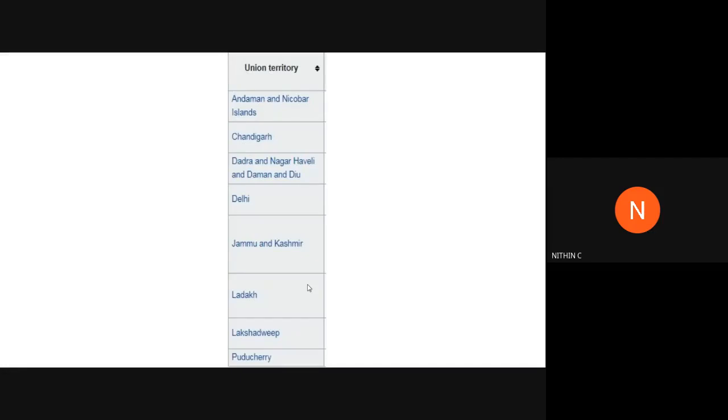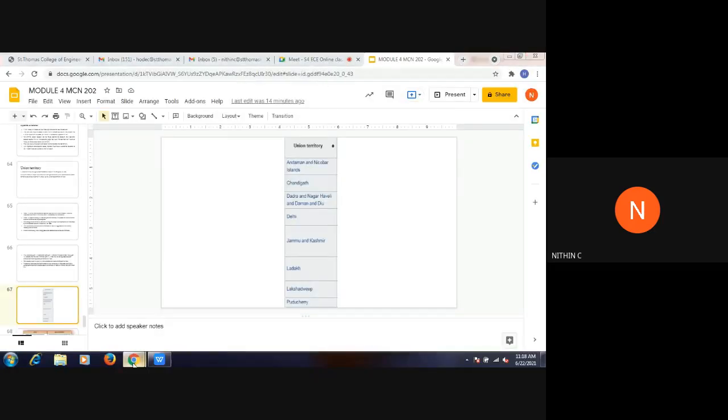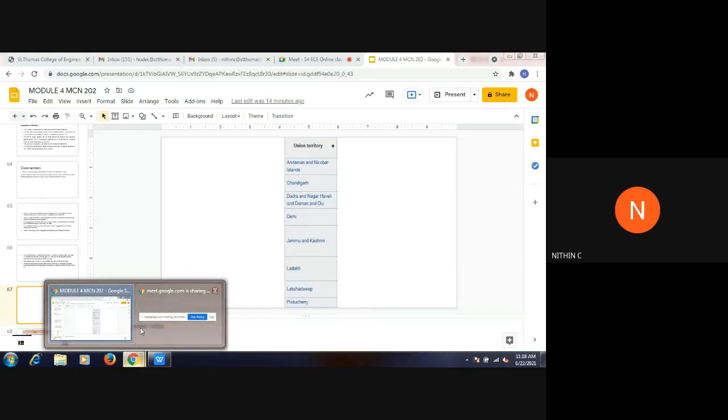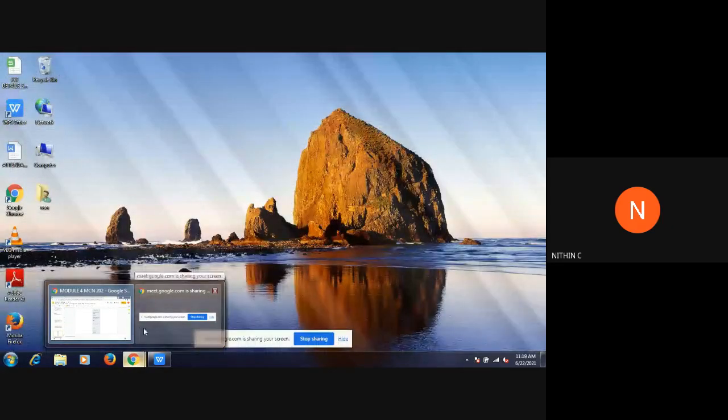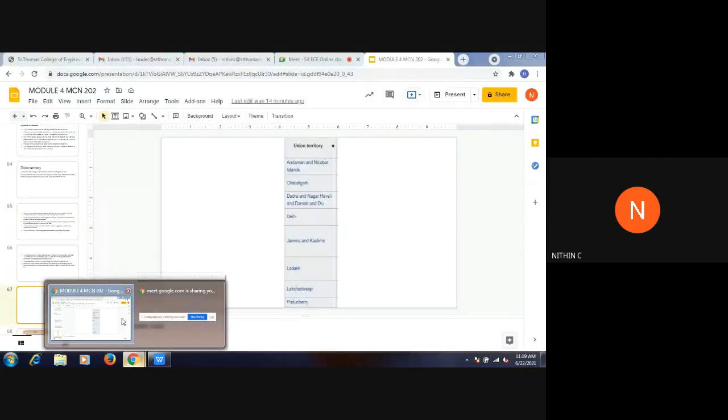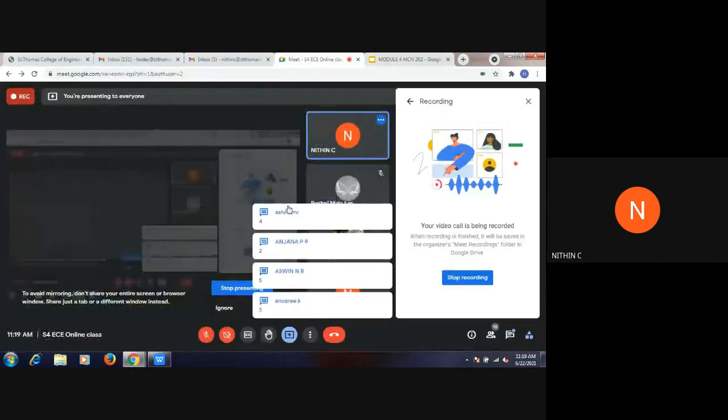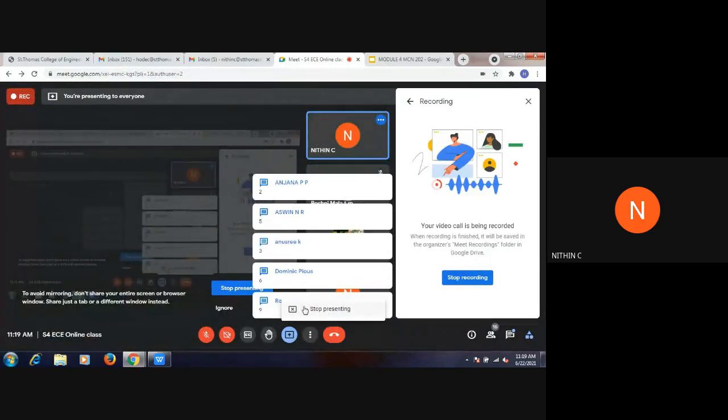നിങ്ങൾക്ക് 3 mark questions in option ഉണ്ട്. It may be asked, so we can answer some questions. Okay, and you can mark your attendance. Okay, thank you.